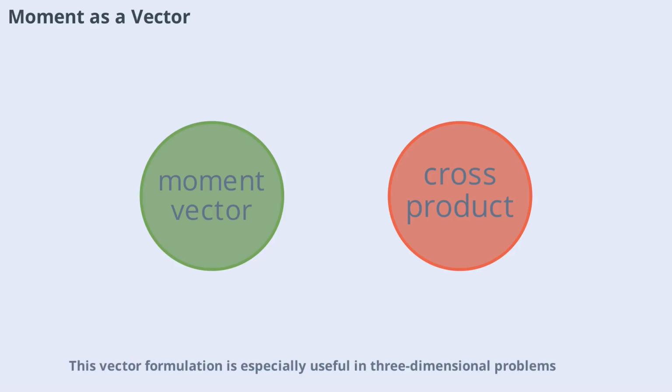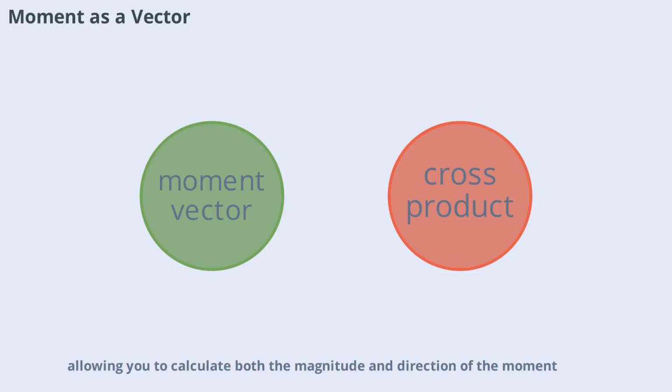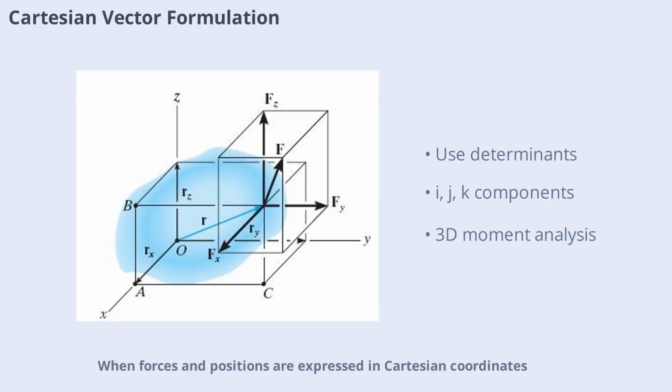This vector formulation is especially useful in three-dimensional problems, allowing you to calculate both the magnitude and direction of the moment. When forces and positions are expressed in Cartesian coordinates, the moment can be calculated using determinants. For example, if r and F are given in terms of i, j, and k components, you can expand the determinant to find the moment's components along each axis. This approach is powerful for analyzing complex structures in 3 dimensions.